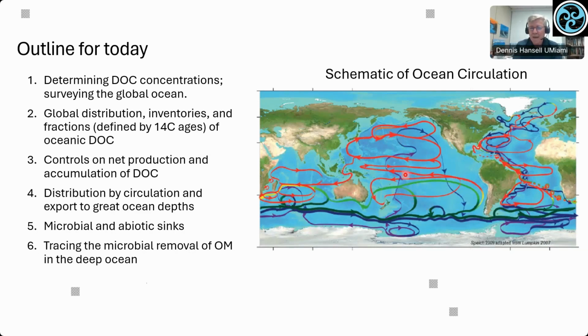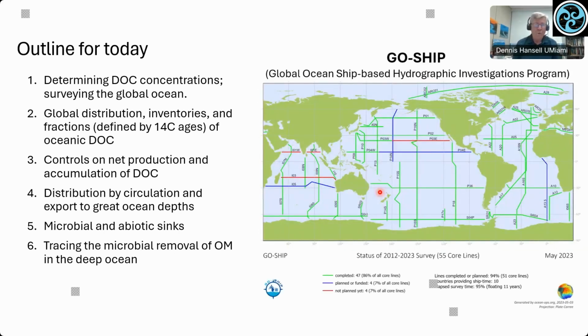Here's a schematic, a kind of ribbon diagram, of ocean circulation, with the reds being at the surface and those greens being intermediate waters and the dark colors being deeper in the water column. And you can see there's a lot of complexity in the system. You can't measure dissolved organic matter any one place or any one time and have a perspective on what's going on in the global ocean. So we do a lot of work to pull that all together.